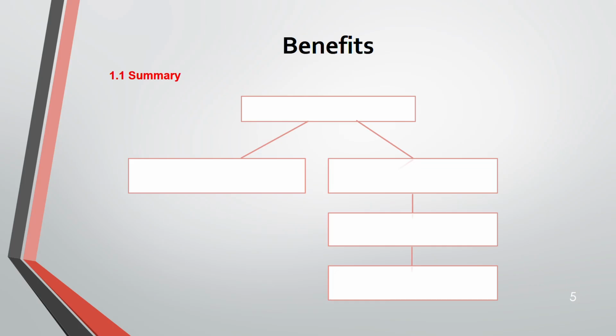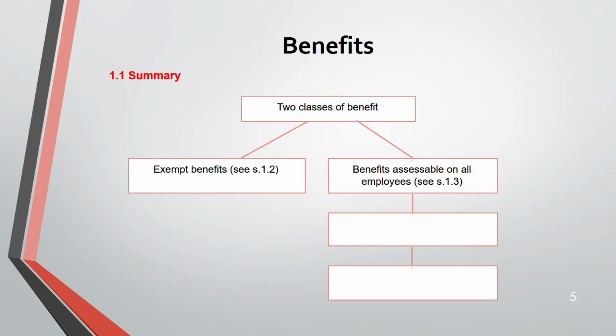Okay. Now, there are 2 classes of benefit: exempt benefits, we'll see in section 1.2, and benefits which are taxable. Most of the time all benefits are taxable and you have to assess the cash equivalent values. We'll see that in section 1.4.